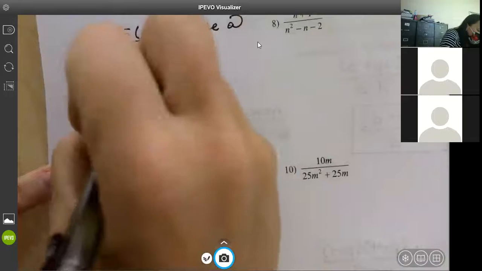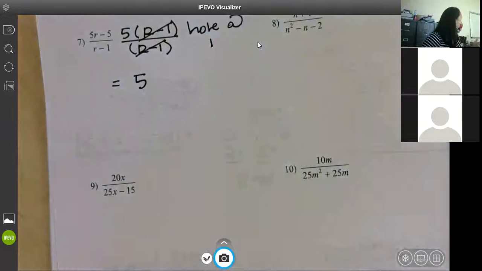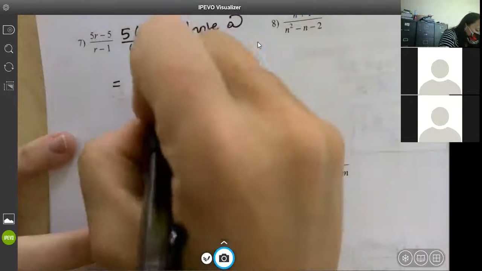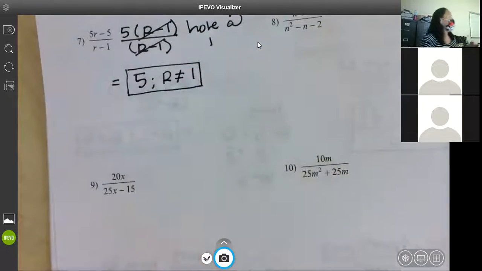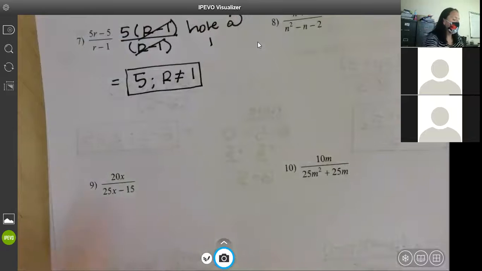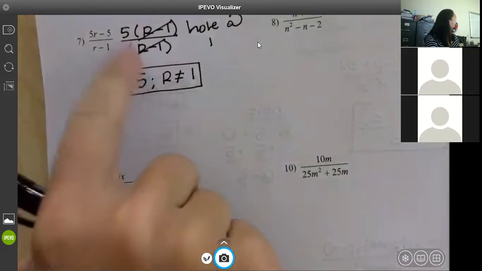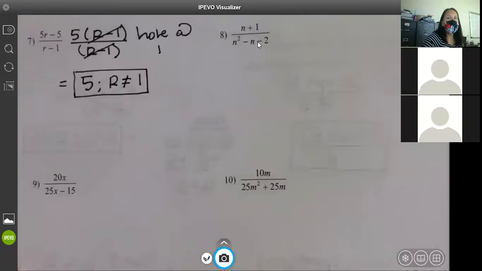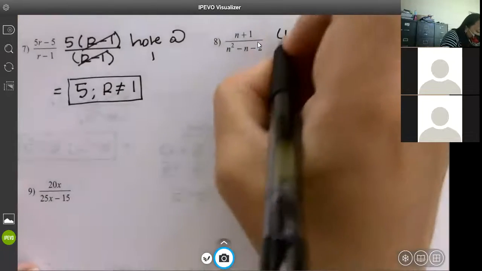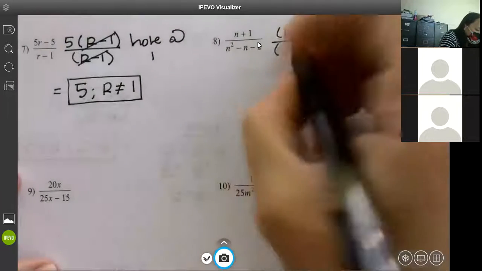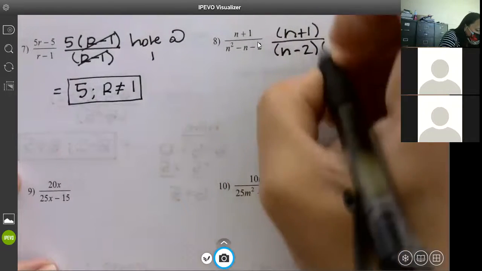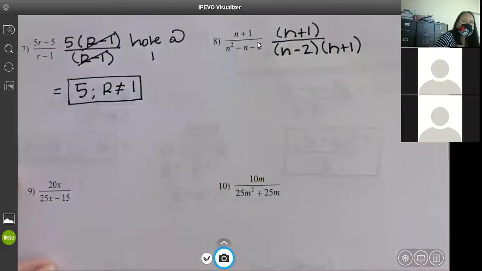My final answer is 5. I don't have anything on the bottom, so I don't have any vertical asymptotes. But r cannot equal what? 1. That's it, y'all. Again, you don't have to show me the work of the holes or the vertical asymptotes. You should be able to do that just by looking at it. If you need to do the work, go ahead and do it, but I don't have to see it, okay? This is what I'm more concerned about. So when I say show work, this is what I'm looking at, okay? So the next one, the n plus 1 will not factor, but on the bottom, what are my factors of -2 that add to -1? -2, +1. What can I do?